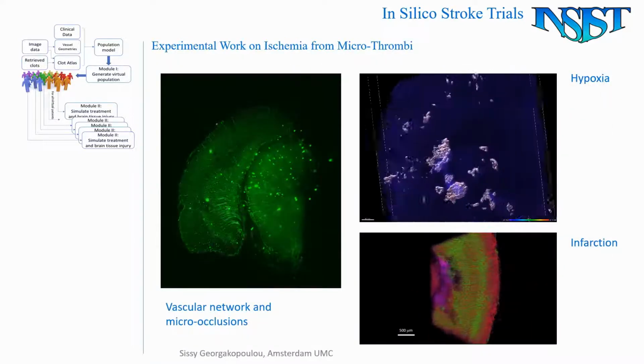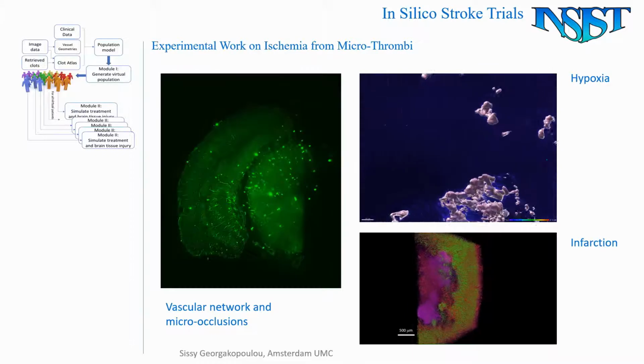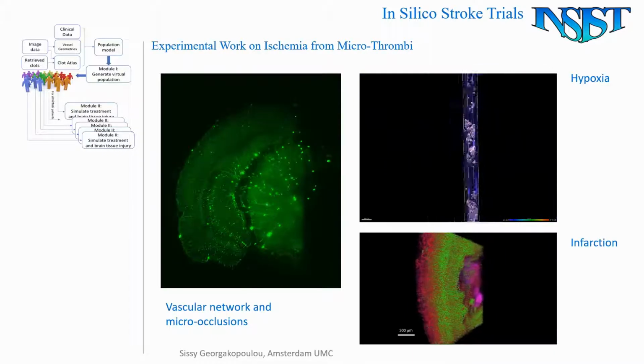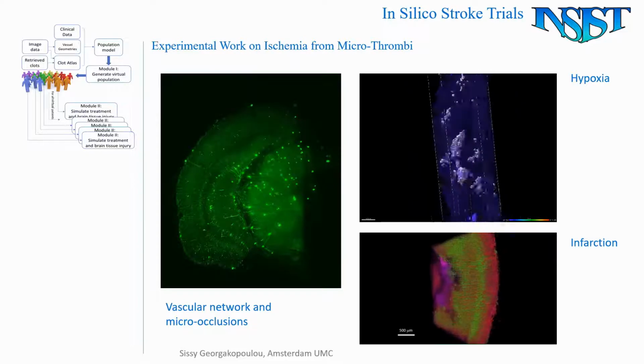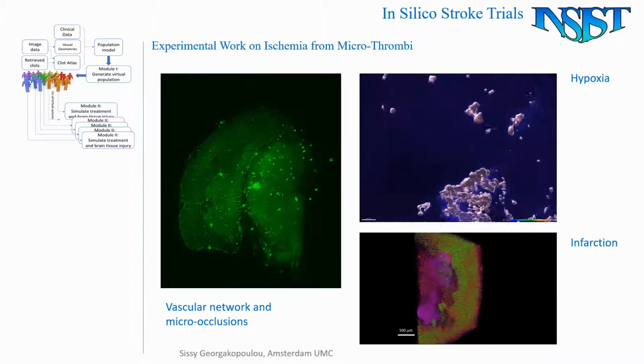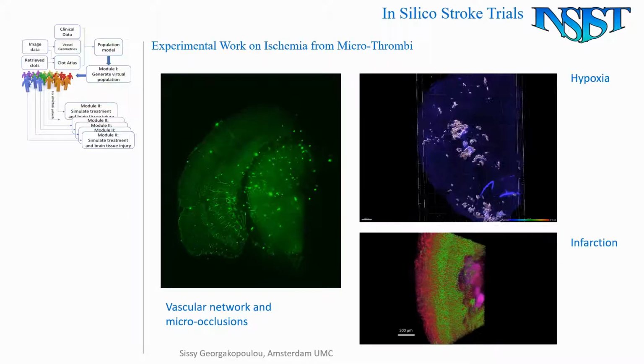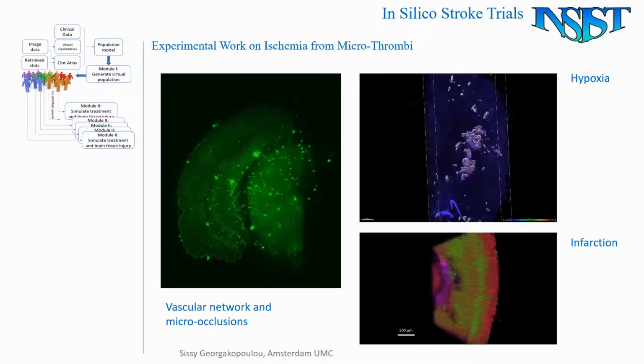Experiments on rodents are performed that provide parameter estimates for tissue ischemia, anoxia, and final infarction. This includes the role of microthrombi released during the thrombectomy procedure. Such microthrombi lodge in the small vessels, causing small but sustained flow interruption.